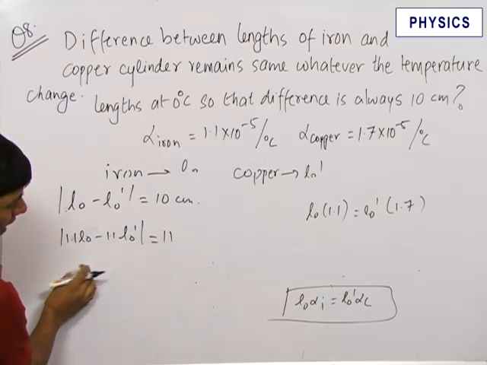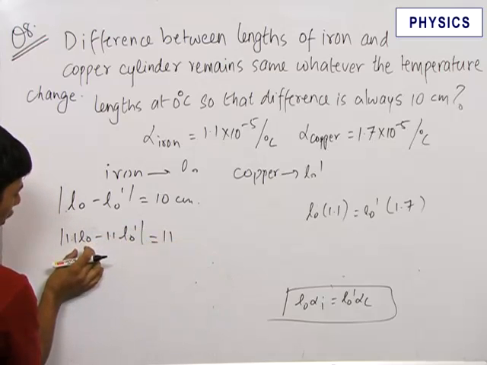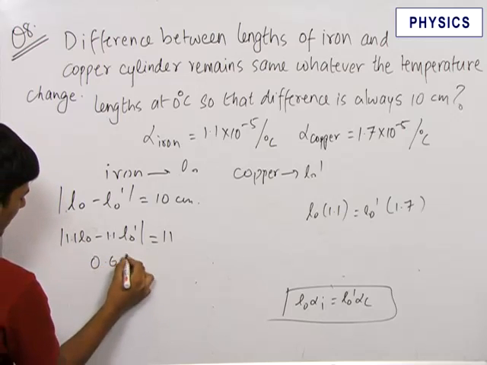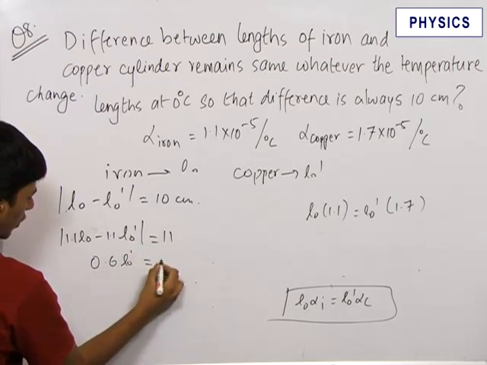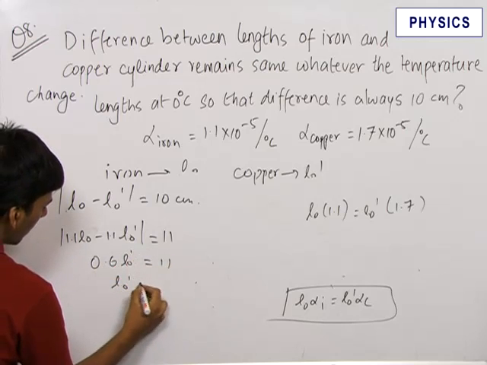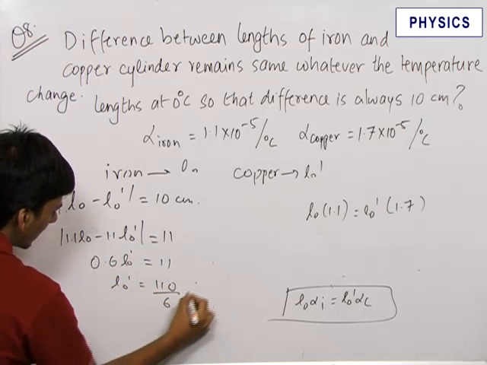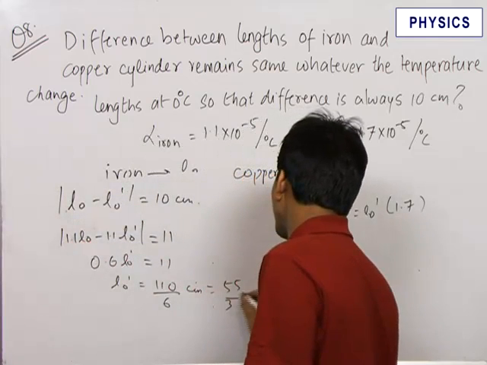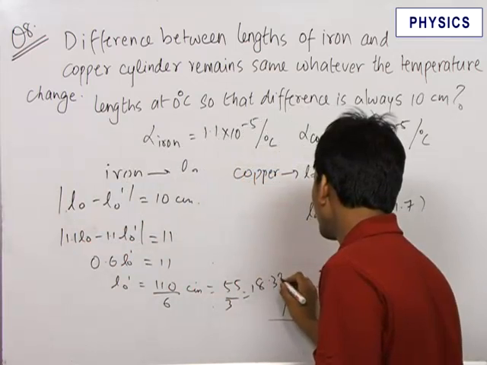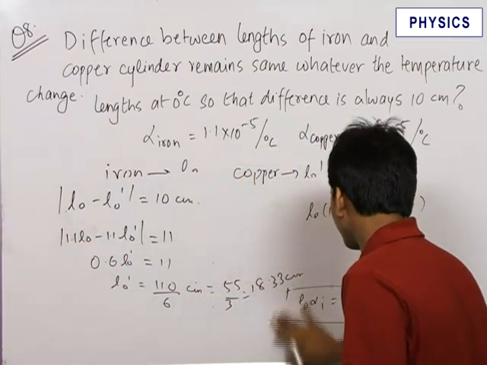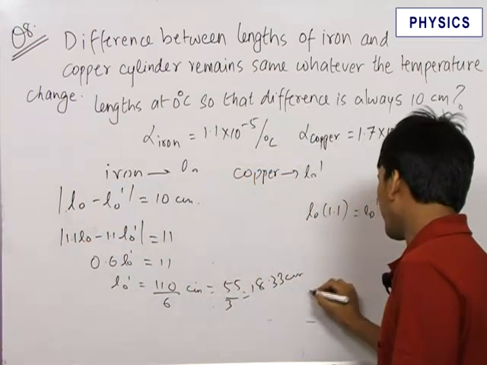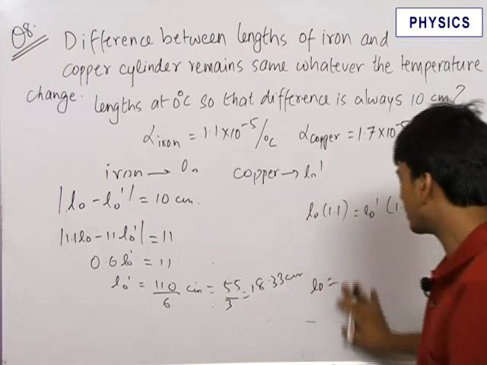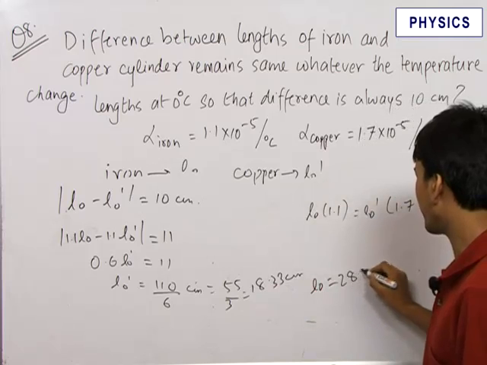Therefore 1.1 L0 we know as 1.7 L0 dash, that is 1.7 L0 dash minus 1.1 L0 dash, that is 0.6 L0 dash is equal to 11. Therefore L0 dash is equal to 110 upon 6 centimeters, that is equal to 55 upon 3 centimeters, that is equal to 18.33 centimeters. Therefore we get the value of L0 as L0 dash plus 10 centimeters, because L0 will be greater than L0 dash.